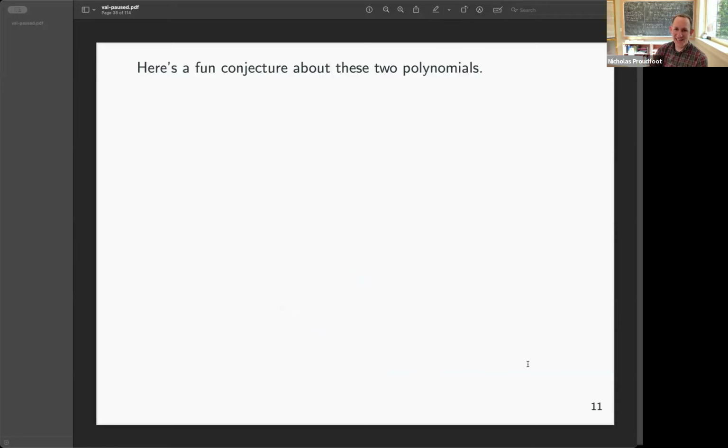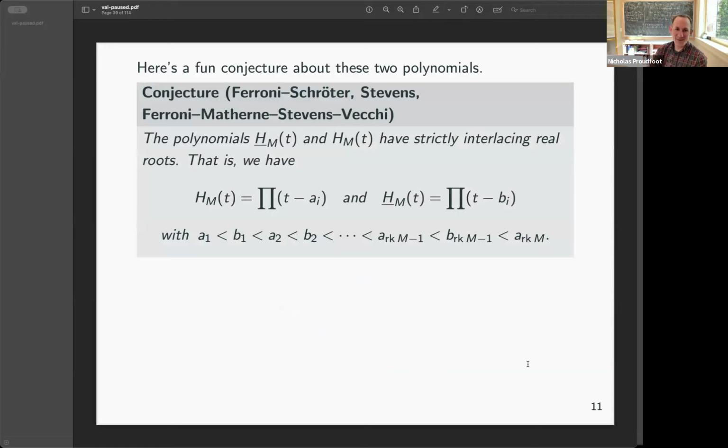And here's a conjecture about these polynomials. This conjecture, well, various parts are due to various people. So Ferroni, Schroeder, Stevens, and Ferroni, Matherne, Stevens, and Vecchi. So these polynomials are both supposed to be real rooted, and their roots interlace. So like if one of them is degree 5 and the other is degree 4, their roots fit together like this.